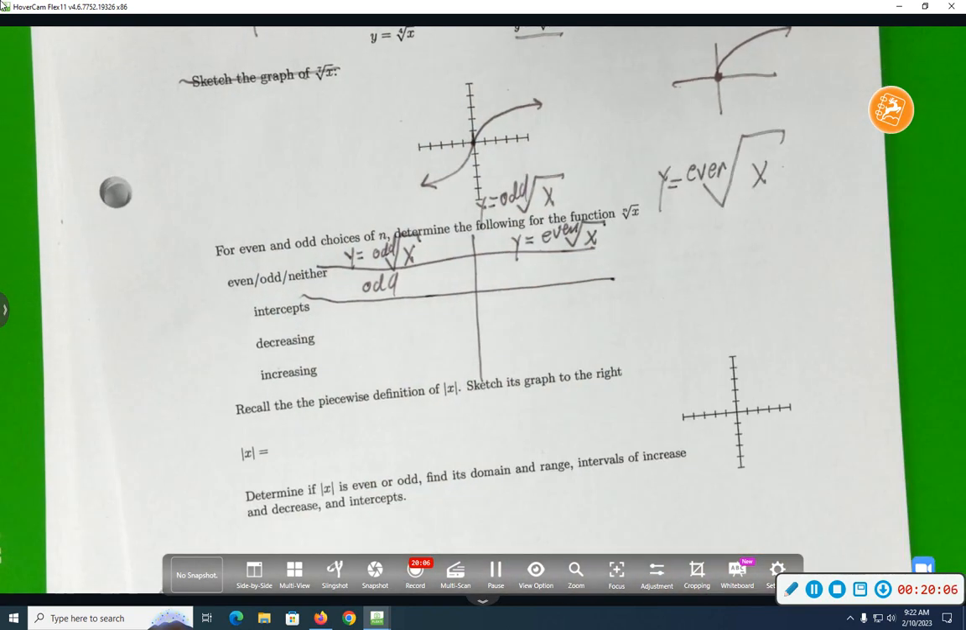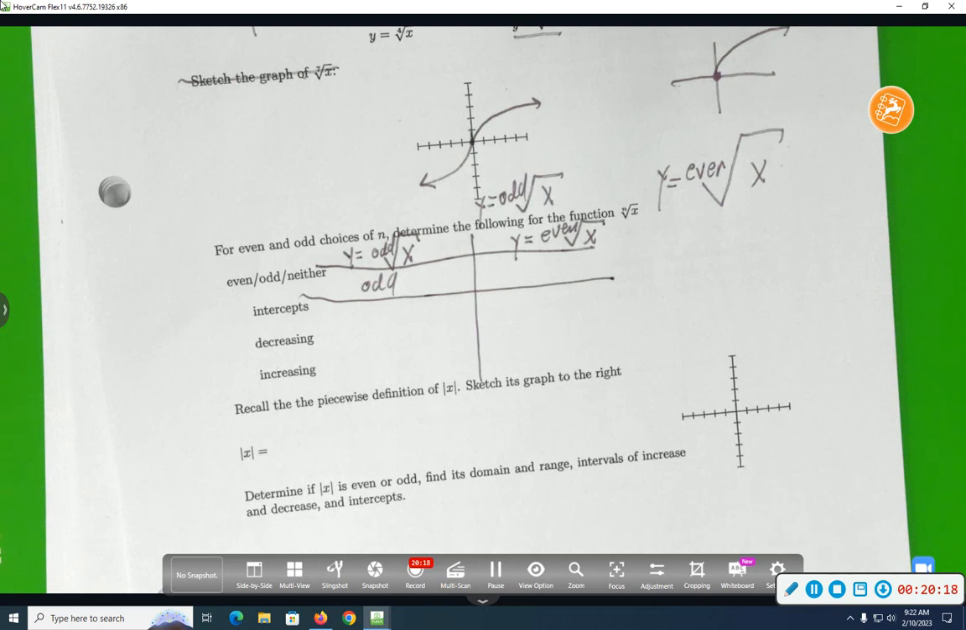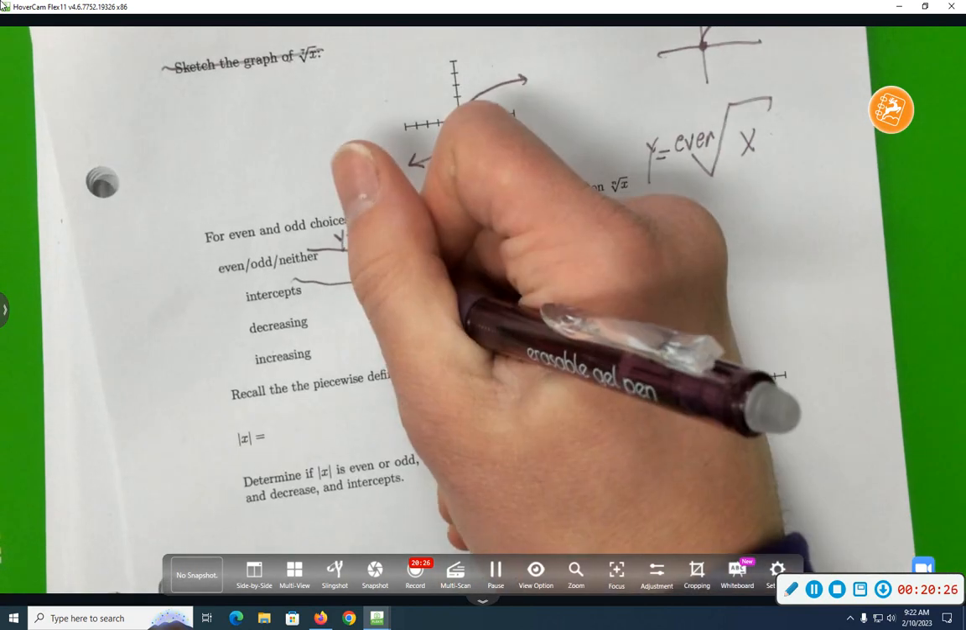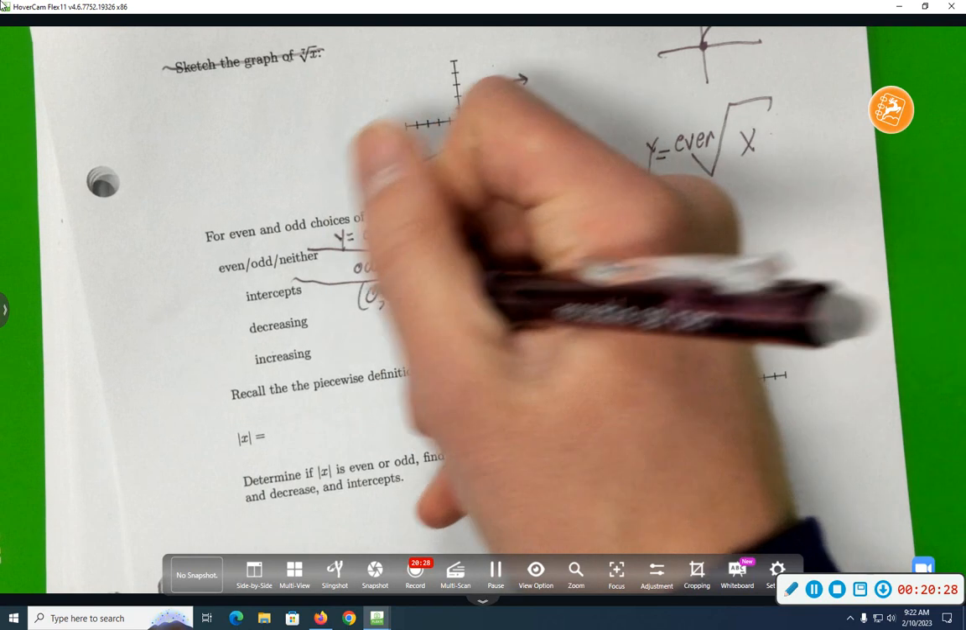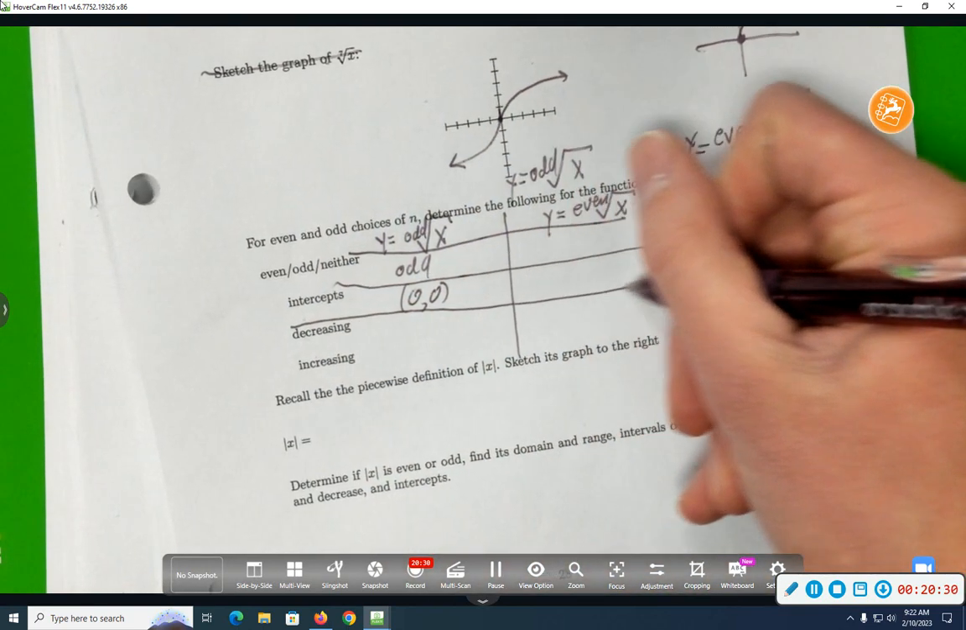Let's compute some intercepts. Where are the intercepts of the odd root functions? Where do they cross the x-axis? The origin. Where do they cross the y-axis? The origin. So whether you mean x-intercepts or y-intercepts, it's the same.